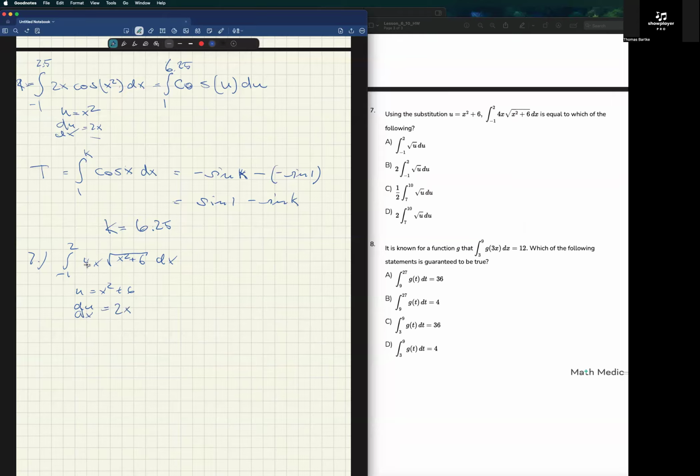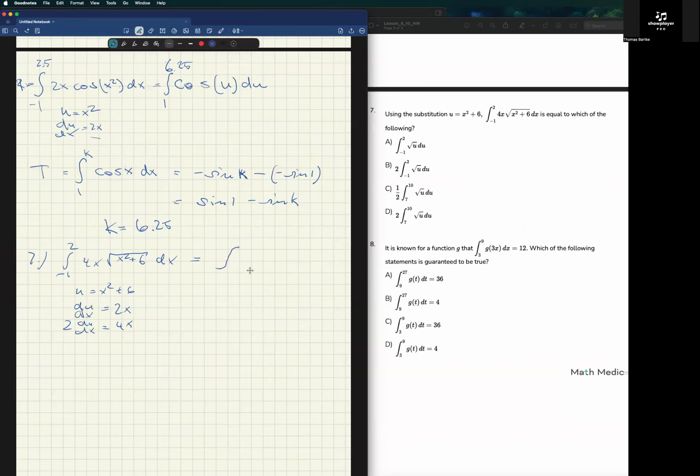Now we have 4x here. So we could just go, well, what is 4x? 4x is 2 du dx, right? And that will take care of that. Then this inside here is u. This here is replaced by 2 du dx. The dx cancels out. So let's do that.